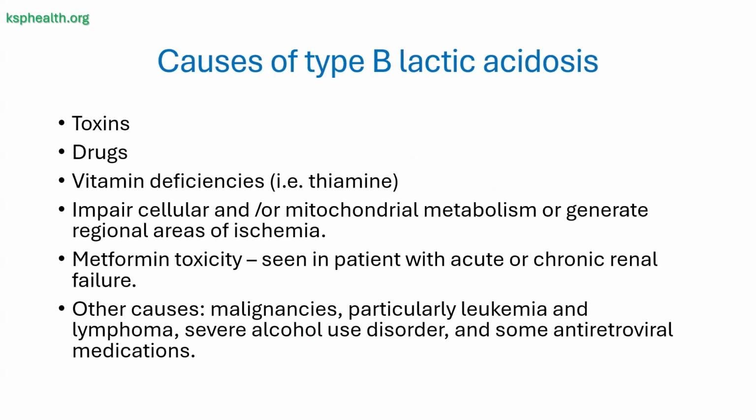Causes of type B lactic acidosis: as we mentioned earlier, there is no impairment of oxygenation or oxygen delivery to the tissues, but it happens in toxins, drugs, vitamin deficiency such as thiamine deficiency. In these conditions, there is impaired cellular and mitochondrial metabolism generating regional areas of ischemia, seen in metformin toxicity and other causes like malignancies, leukemia, lymphoma, severe alcohol use disorder, and some antiretroviral medications. All these can cause type B lactic acidosis.